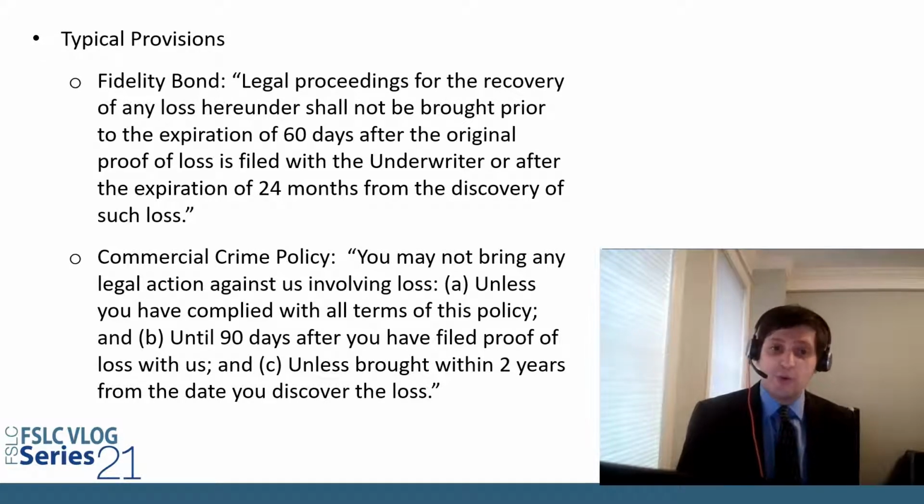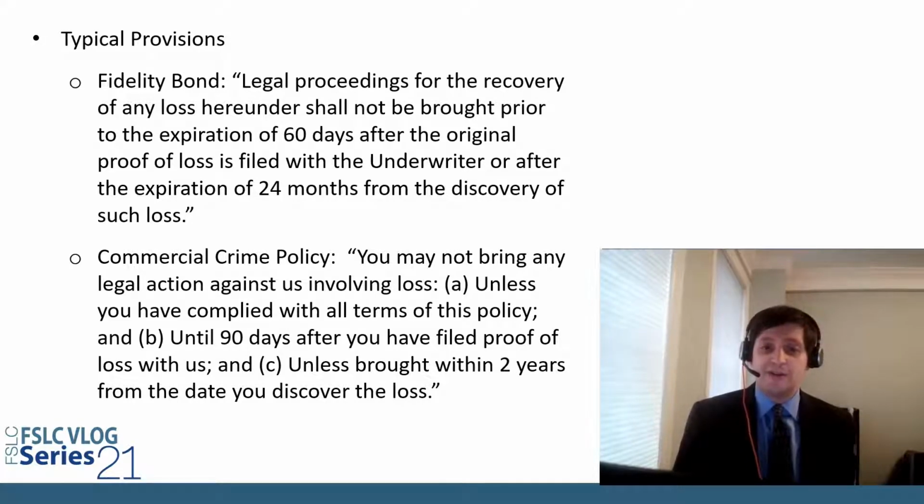Up on the screen here, we have two examples of provisions setting a contractual limitations period in fidelity bonds and commercial crime policies. Not surprisingly, those states considering the validity of such provisions have reacted differently. Some states have upheld the parties' rights to freely contract to shorten contractual limitations periods, while others have been reluctant to enforce such provisions on the basis that statutes of limitations are representative of public policy and therefore may not be shortened by the parties.